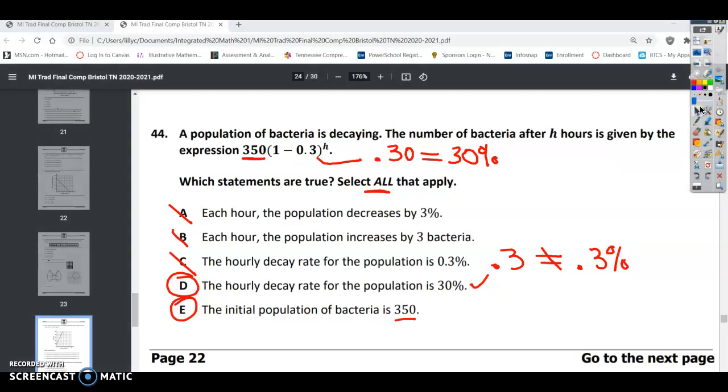So for number 44, it says select all that apply, and you found that answers D and E are correct.